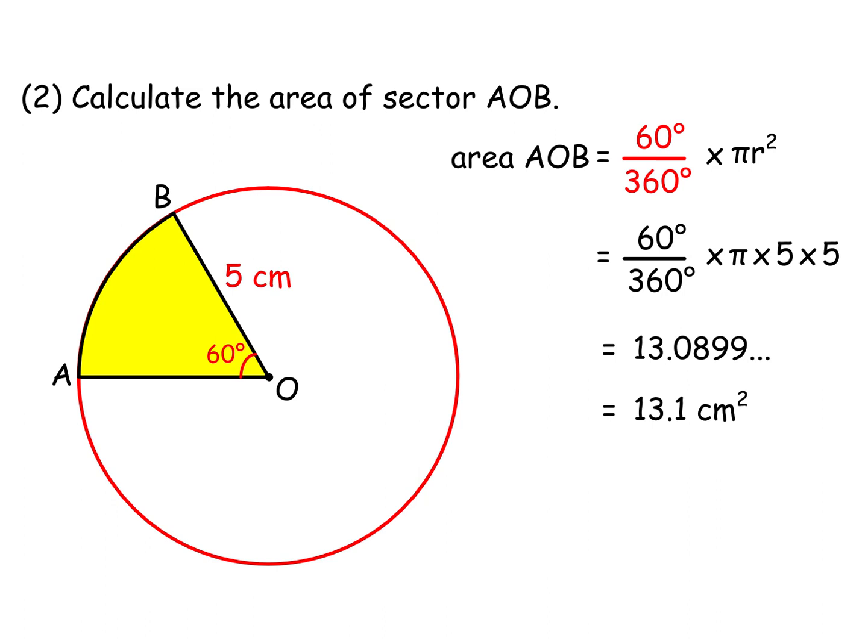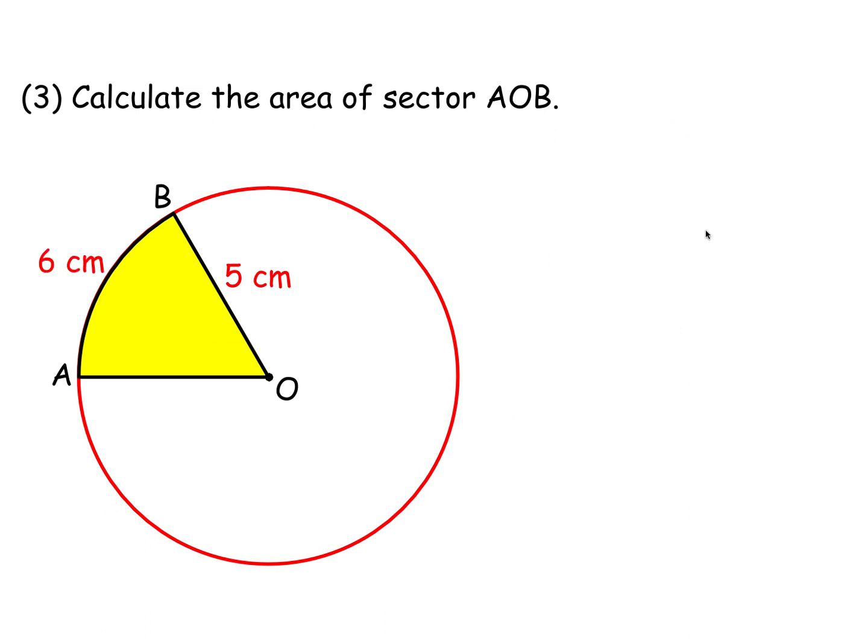Questions can then be made a bit more difficult. This time it doesn't tell you the angle, but it does tell you the arc length is 6 centimetres. So you want from that 6 centimetres to work out what fraction that is of the circumference. So circumference is pi d. It's 6 out of pi d. That's the fraction of the circle you've got. It's 6 over pi d.